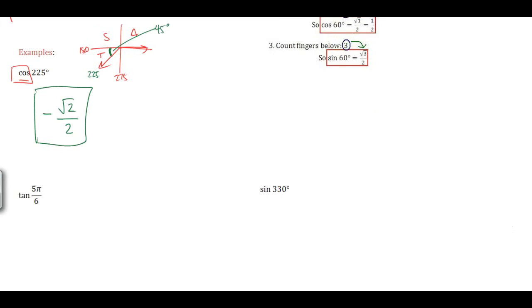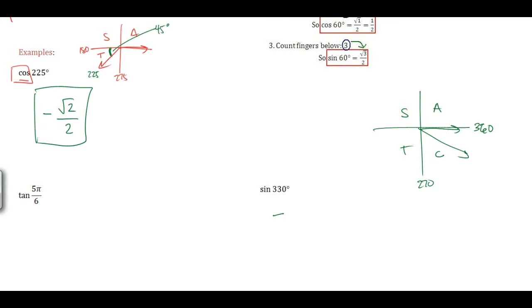Let's try a sine of 330 over here. I'll avoid the radian for a second before you freak out. Let's try the sine of 330. So again, 330. I got to figure out where the heck 330 is. So it's over here somewhere, right? There it is. All Students Take Calculus. Cosine is the only positive one, so the answer is negative.